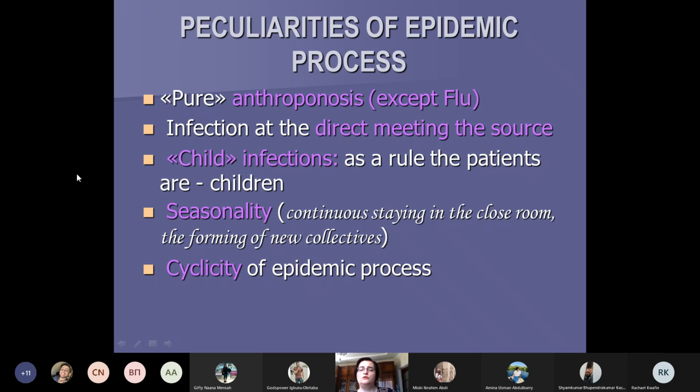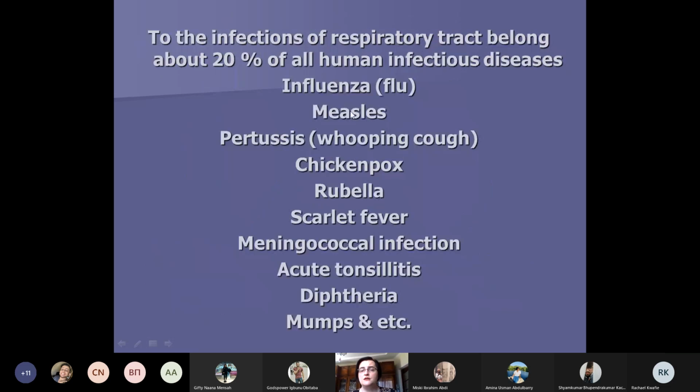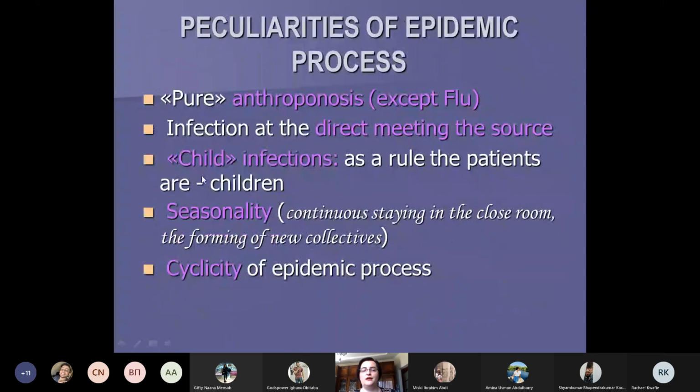Child infections, or children's infections. As a rule, the patients are children. Most of these infections, like measles, pertussis, chickenpox, rubella, scarlet fever, mumps, all belong to so-called child infections because, as a rule, we all had such infection in childhood, or were vaccinated, and that's why we have immunity against them.